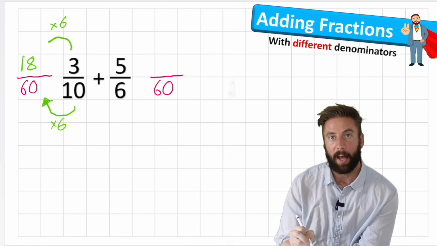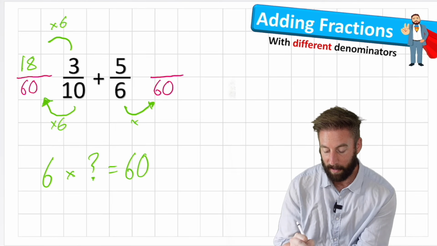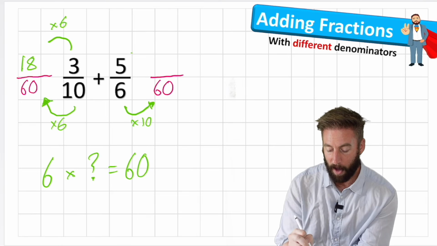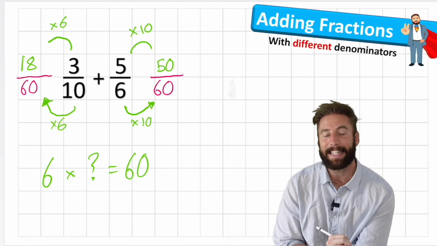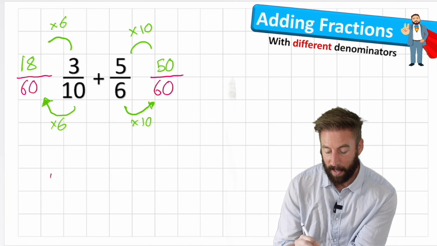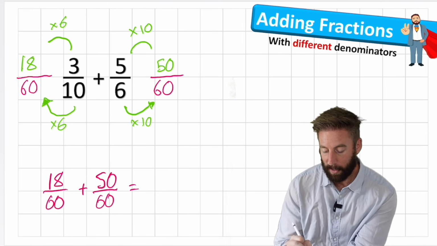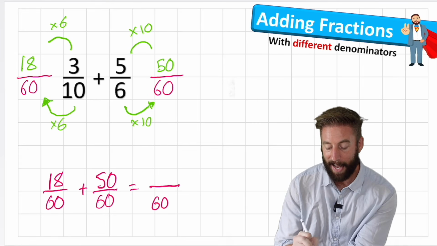Now I can look at the other side, and I can say, right, how did I get from 6 to 60? 6 times something equals 60. Well, 6 times 10 equals 60. Therefore, 5 also must be multiplied by 10, and it becomes 50 60ths. Now I'm at a point where I can start to answer this. And the question now says 18 60ths plus 50 60ths. And I know that I'm working in 60ths, so my answer is going to be 60ths. And 18 plus 50 is 68.